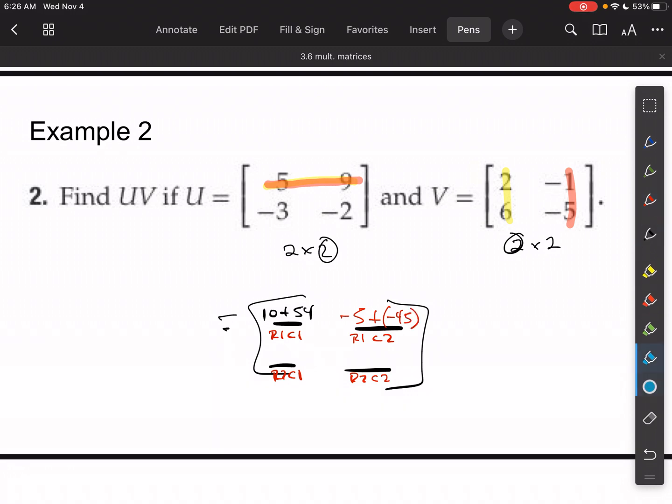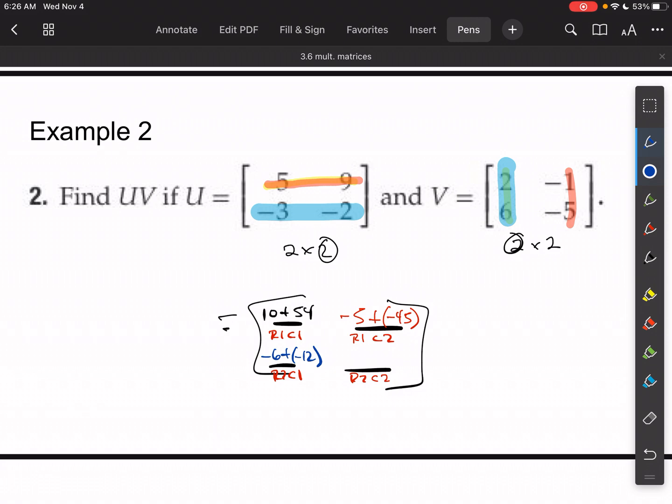Okay, now let's move on to row 2 times column 1. So row 2 of the first matrix times column 1 of the second. When I do that there, I get negative 3 times 2, which is negative 6, plus negative 2 times 12, which is negative 12. All right, notice I'm just using parentheses there, by the way. I'll actually do the subtraction here in a minute.